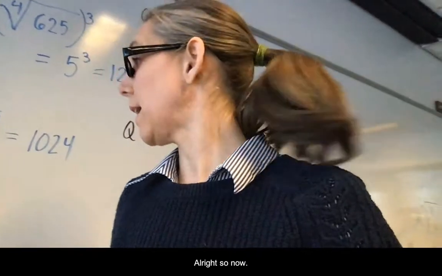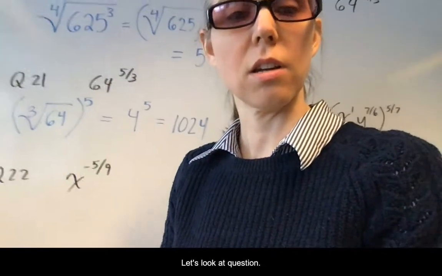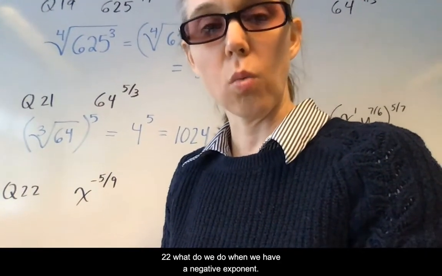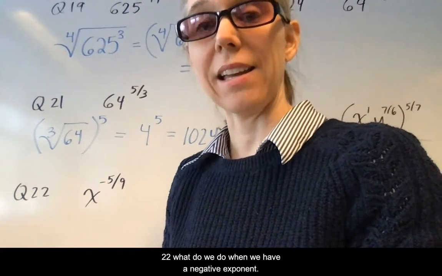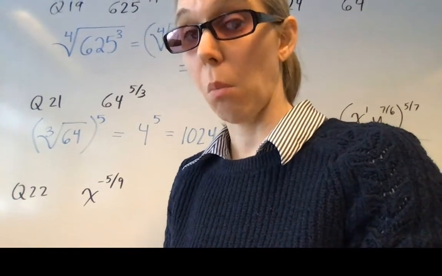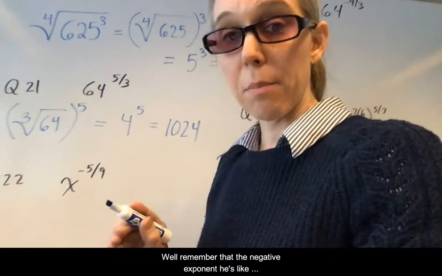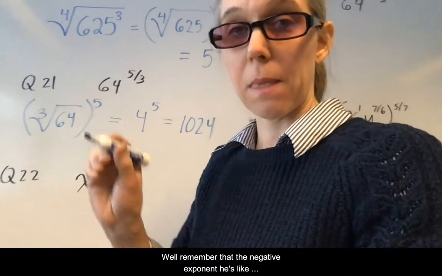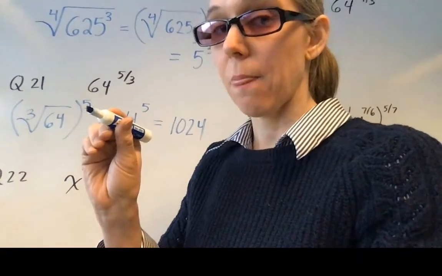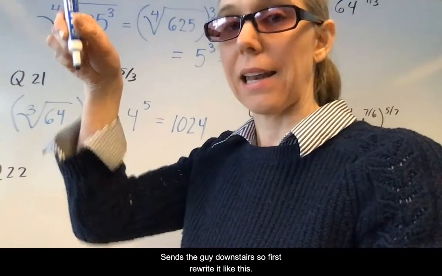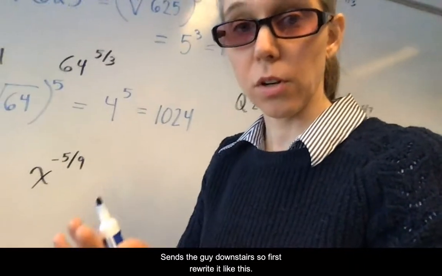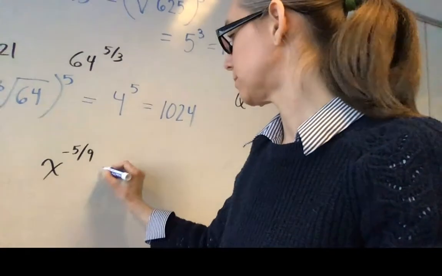All right, so now let's look at question number 22. What do we do when we have a negative exponent? Well, remember that the negative exponent is like the elevator button that sends the guy downstairs. Okay, so first rewrite it like this.